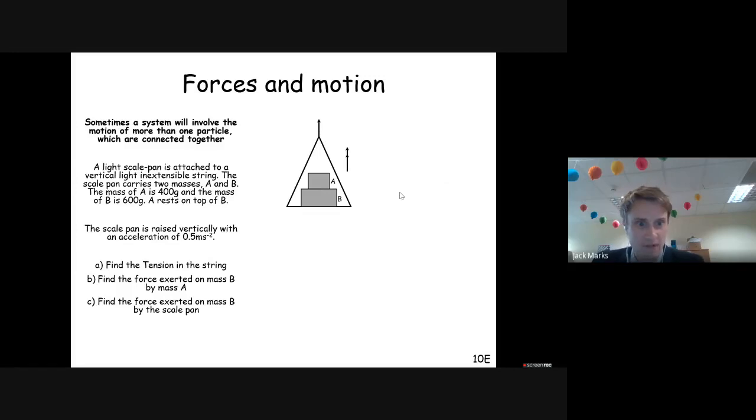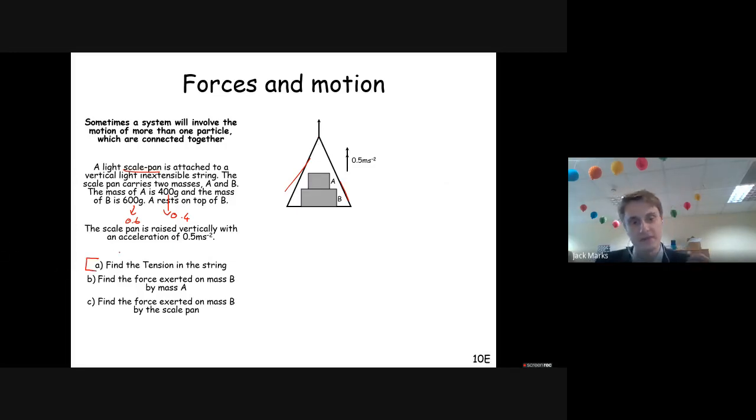So this time we have a scale pan. A scale pan's a bit like a lift. Inside it, the scale pan, which is the triangle, has these forces here, and some masses, 0.4 and 0.6, because you have to change them to kilograms. And the whole thing's also accelerating with a. So find the tension in the string.